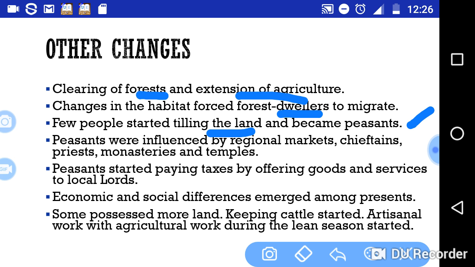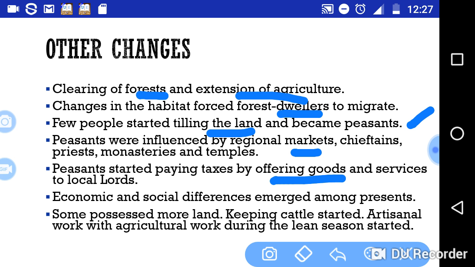Peasants means farmers, and many things were also influencing agriculture, like regional markets, chieftains, priests, monasteries, temples, etc. These were influencing the peasants or the farmers, and peasants also started paying tax by offering goods and by providing services to the local lords.